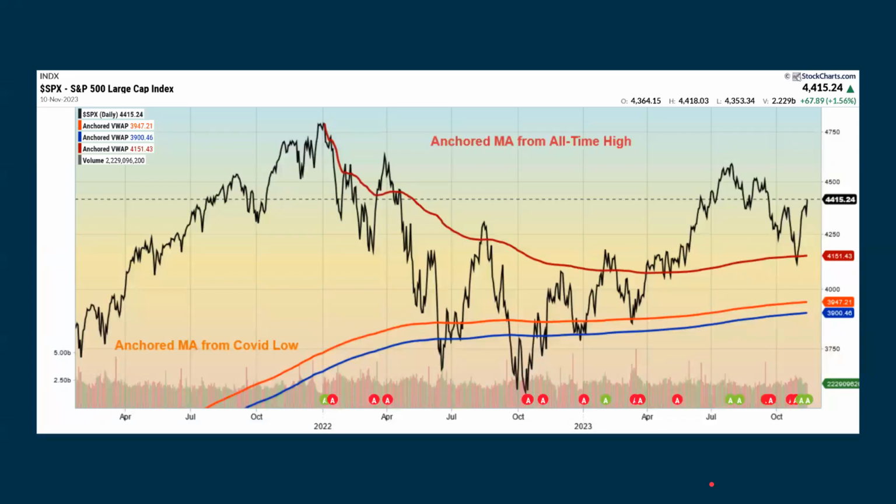Then we have the anchored moving average going back to the all-time high. Now, a few weeks ago, I was really locking into this chart because we were coming down and testing this level. Since that time, we've been able to bounce up off of that. And the further we get away from this, I stop showing this chart until we start to come back down again, if that ends up happening.